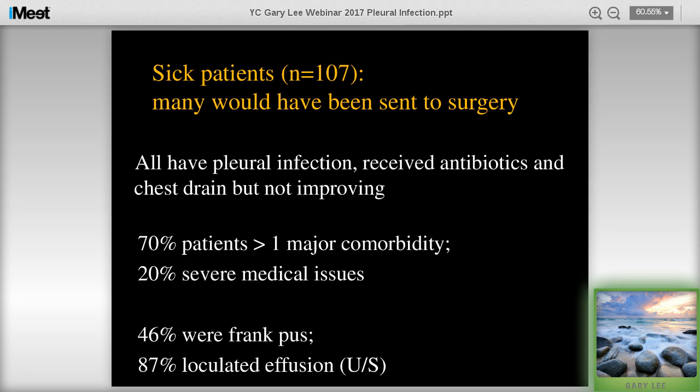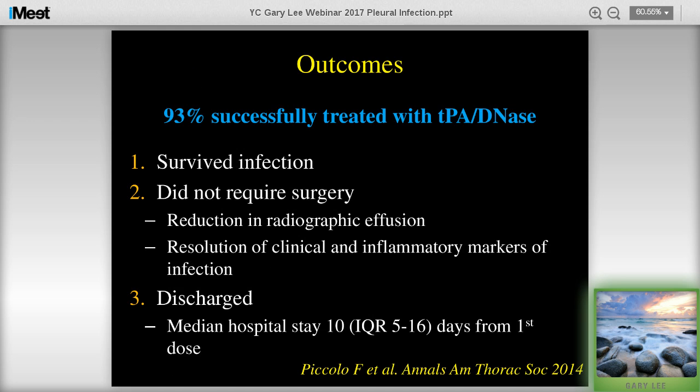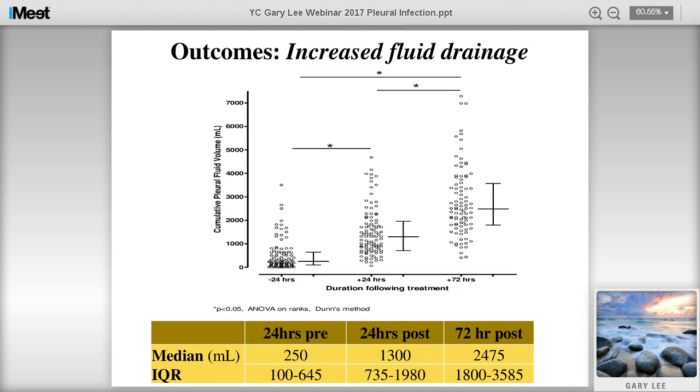They've already had chest tube drainage and antibiotics, but they were not improving. Most of them have other comorbidities. 20% have what we call severe medical issues, either cancer or end-stage renal failure on dialysis. Half of them have frank pus, and 87% of them have loculated effusion on ultrasound. And despite that, TPA and DNAse was able to cure 93% of them without requiring surgery. And they survived the infection, did not require surgery, had radiographic and clinical improvement and improvement in inflammatory markers, and were discharged home. And this is the data that we get.